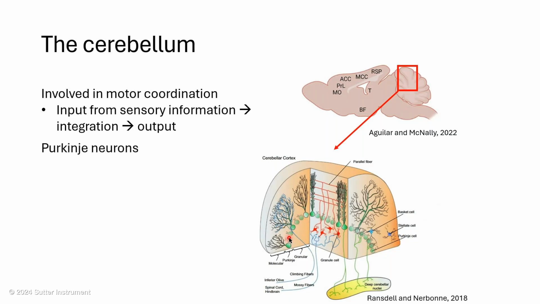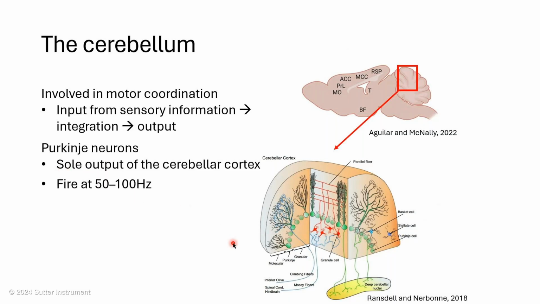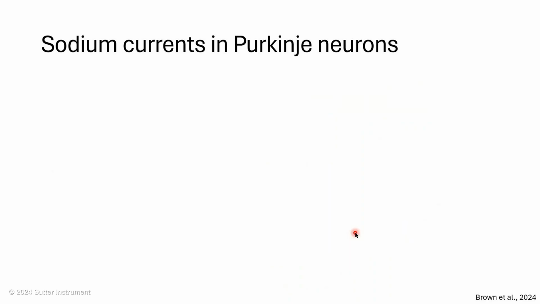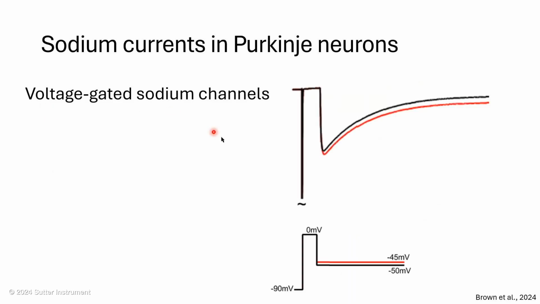I want you to pay particular attention to these green cells, called Purkinje neurons. Purkinje neurons are very important to the cerebellar cortex because they are the sole output of the cortex. These neurons have the intrinsic capacity to fire spontaneously at very high frequencies, anywhere from 50 to 100 times a second. This output is very important for cerebellar function, primarily because they are the sole output of the cerebellar cortex. This high frequency firing is primarily mediated through sodium currents, which is facilitated through proteins in the membrane called voltage-gated sodium channels.